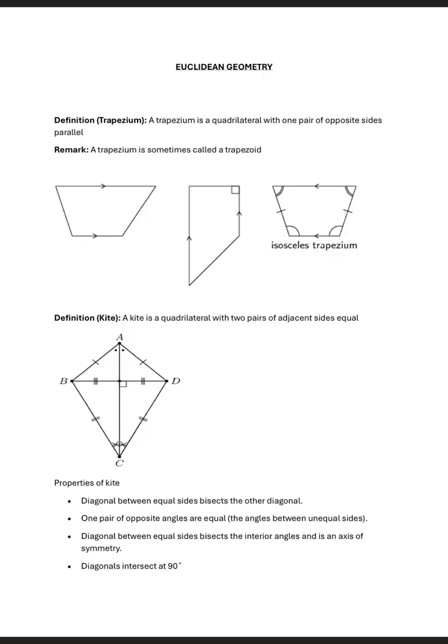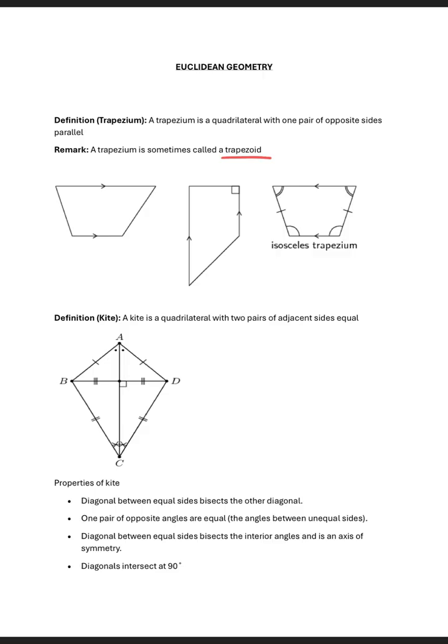So the definition of a trapezium is that a trapezium is a quadrilateral with one pair of opposite sides that are parallel. And then we have a remark that a trapezium is also known as a trapezoid. That's another name for a trapezium.